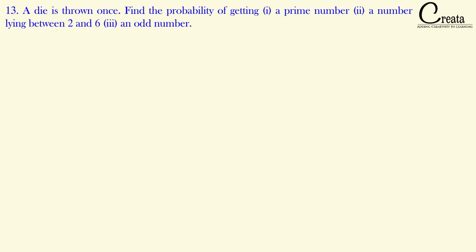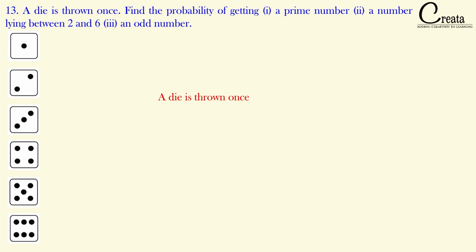A die is thrown once. Find the probability of getting first a prime number, second a number lying between 2 and 6, third an odd number. So this question is having 3 parts. Firstly, let's understand the question. A die is thrown once. So what are the possible outcomes that we can get by throwing the die? We can get total 6 outcomes. That is number 1, number 2, 3, 4, 5 and 6.